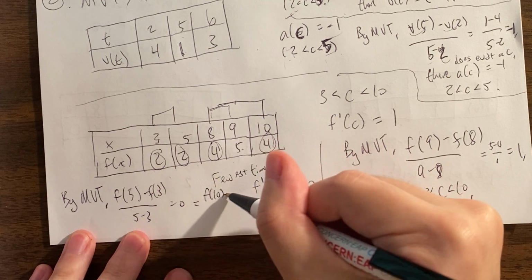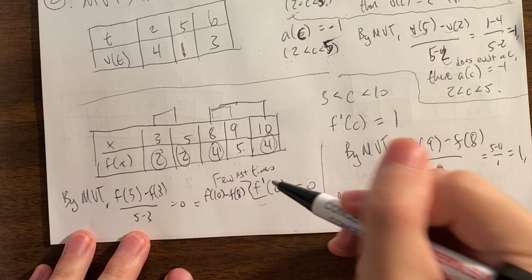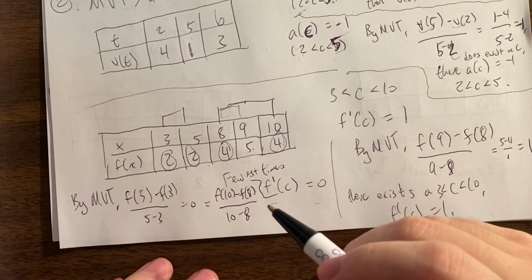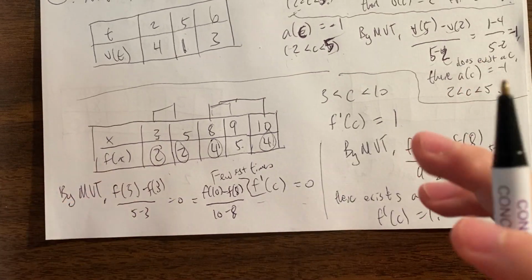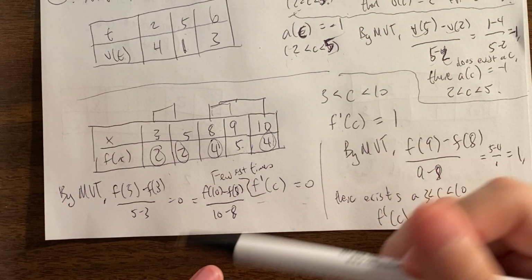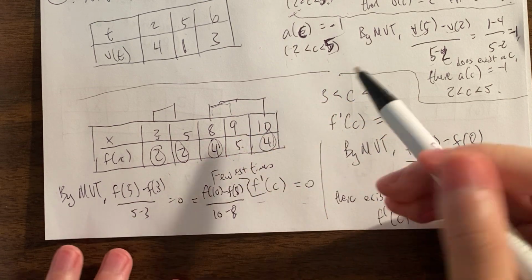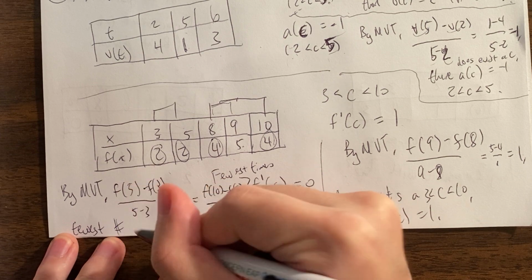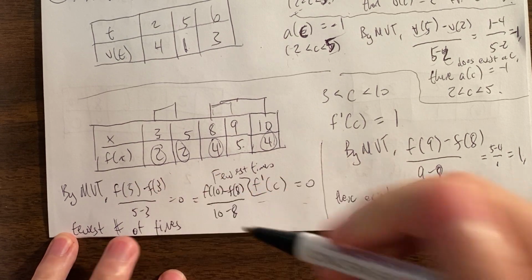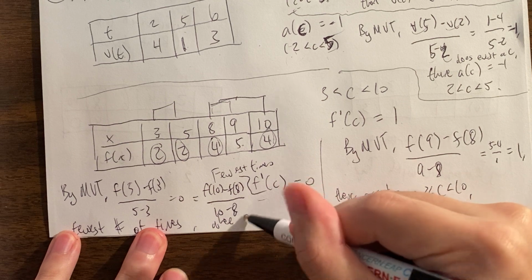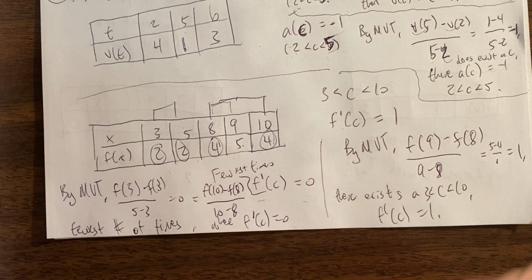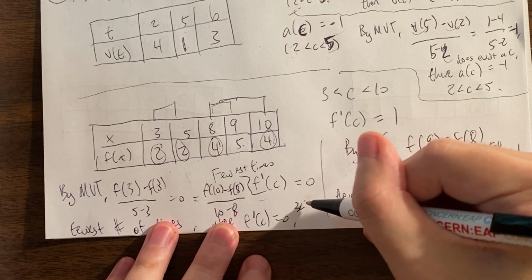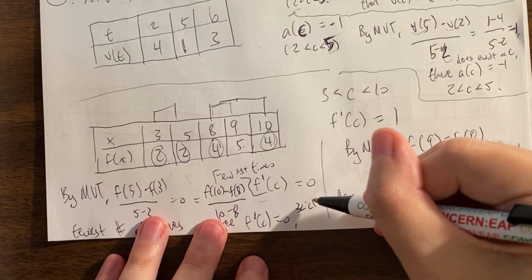f of 10 and f of 8. Sorry that I'm messy. But you get 4 minus 4 over 2, which is 0 over 2, which is 0. So that's always great. So by MVT, because these two algebra slopes are equal to 0, the fewest number of times where f prime of c is equal to 0 would be 2 times, where of course c is in this interval, c to 10, because we found one.